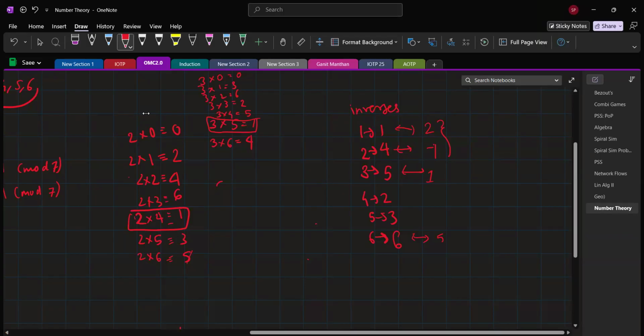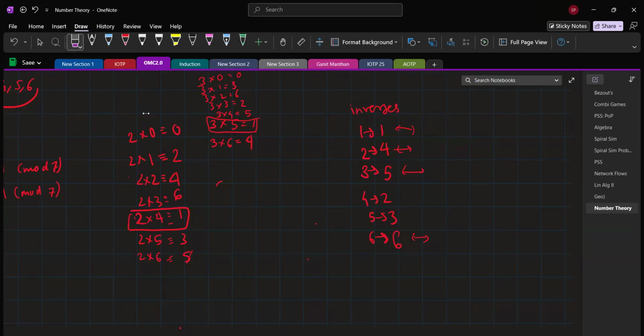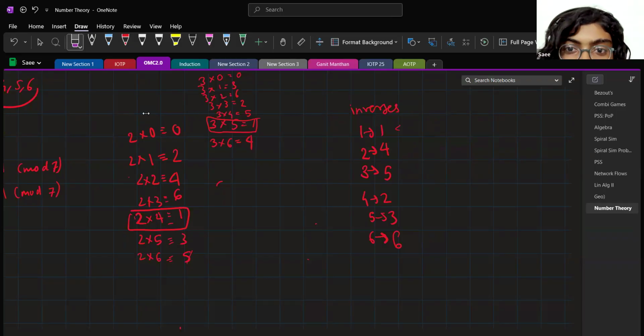Hmm. That difference is always 2 or 0. 0 for same numbers, or 2. Okay, I see where you are going. So you're trying to look for additive properties in multiplicative inverses. So you're saying, okay, this is 0, or this is 2, this is 2, this is 2. That's a very interesting observation.